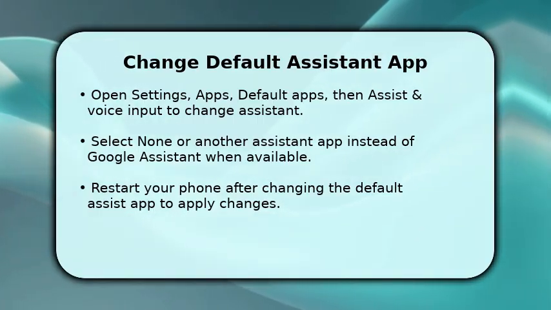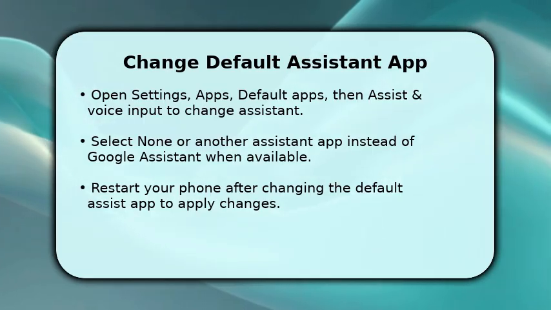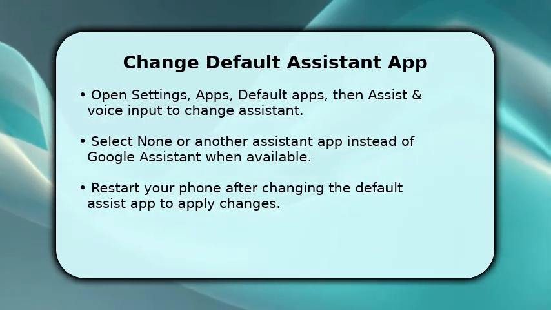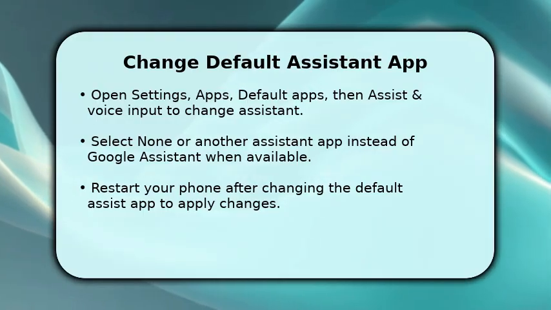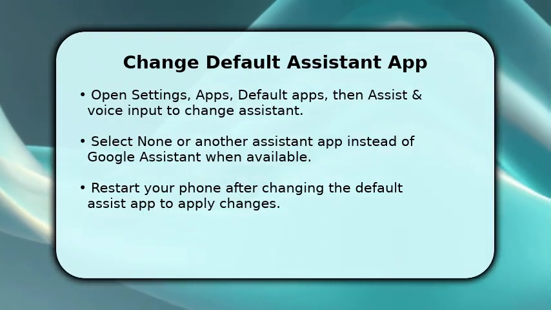After selecting your choice, return to the home screen and test the long press on the Home button. Restart your phone if the Home button still triggers Google Assistant to finalize the new setting for a definitive removal.